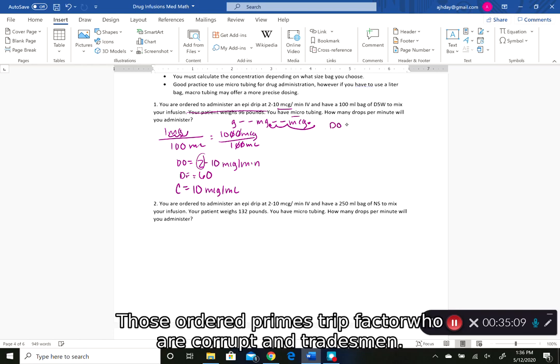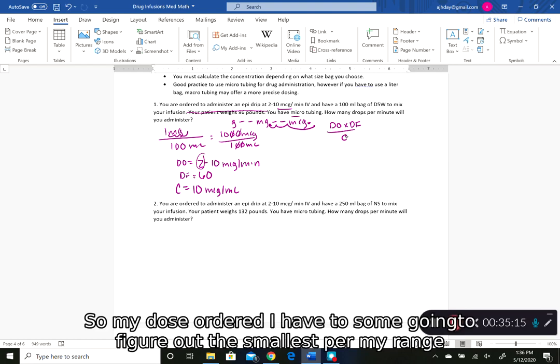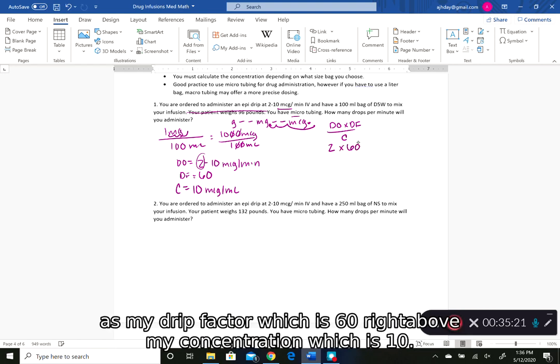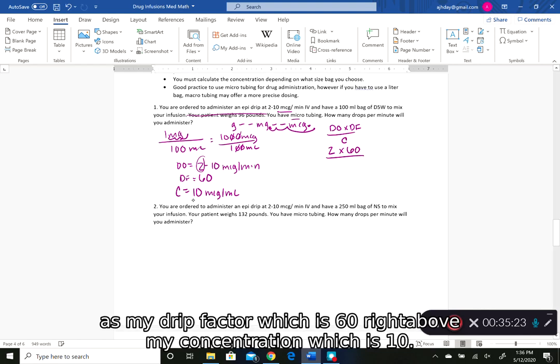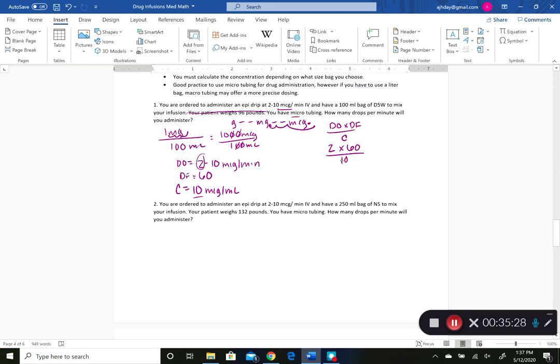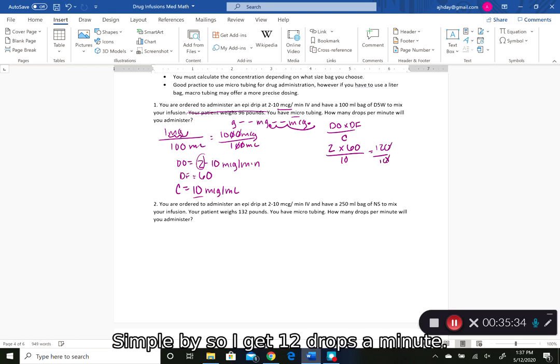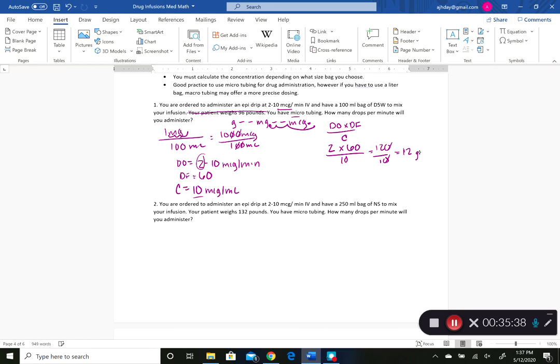I have dose ordered times drip factor over concentration. So my dose ordered, I have 2, because I'm going to figure out the smallest part of my range, times my drip factor, which is 60, divided by my concentration, which is 10. 2 times 60 equals 120, divided by 10. We can simplify. So I get 12 drops per minute.